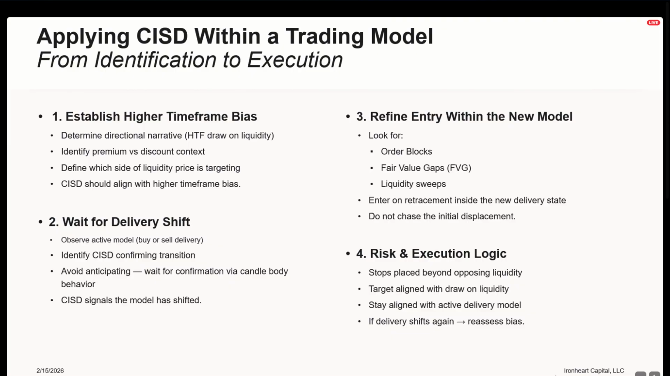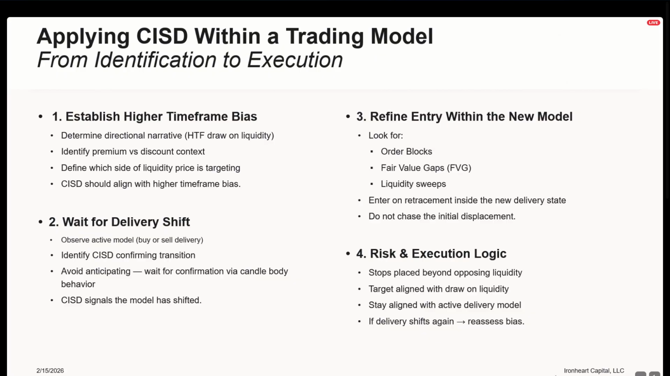So don't worry about a bullish change in the state of delivery on the 5-minute or the 15-minute or even the hourly chart, because you know that the weekly or the monthly is in a sell model. You need to align that CSD or CISD within the context of your higher time frame draw on liquidity and market model. Okay.